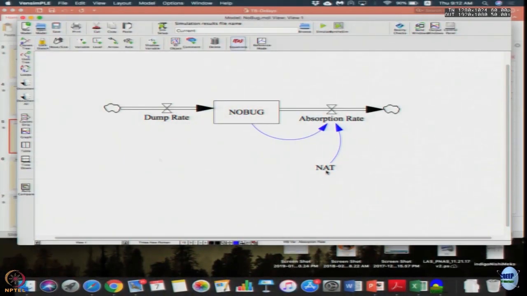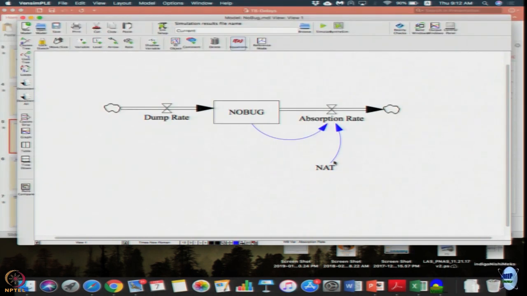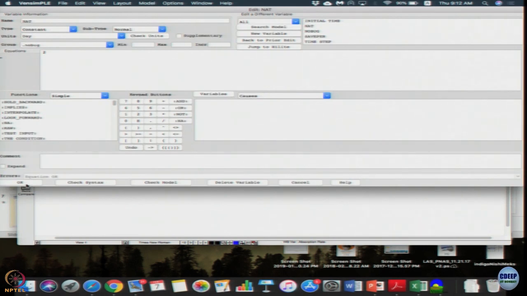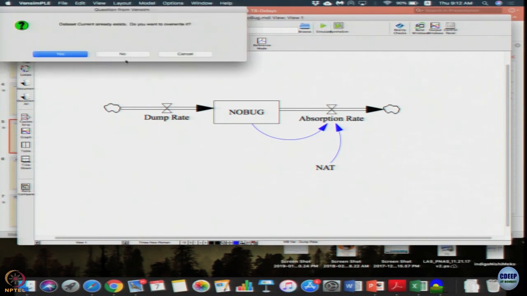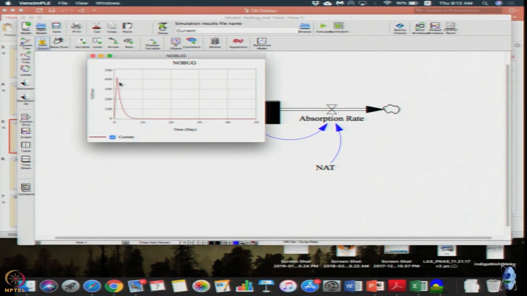So this is how the model looks. NAT, natural absorption time. I just came up with some acronym. If you look at the equation, absorption rate is Nobug by NAT. NAT is given as 2. This is the easy one. Dump rate is 420 into pulse of 0, 1, just a pulse input. If we run the model, we can see that Nobug increases and then has exponential decay.